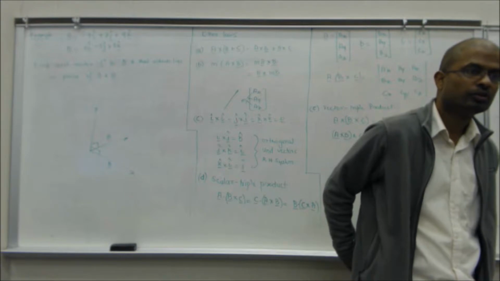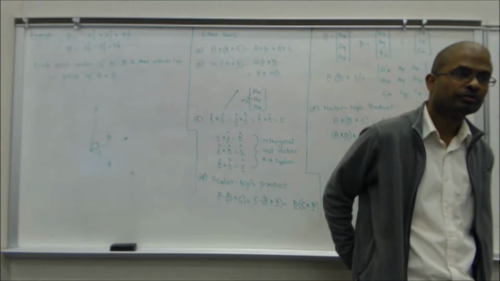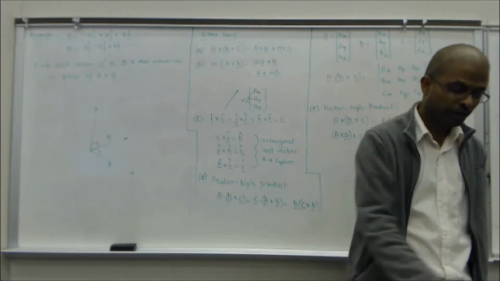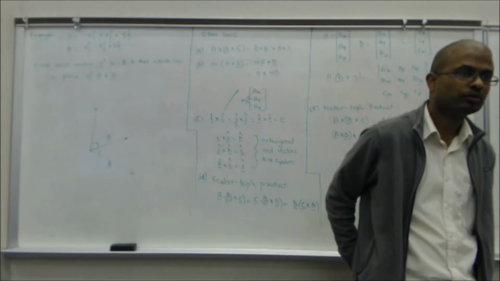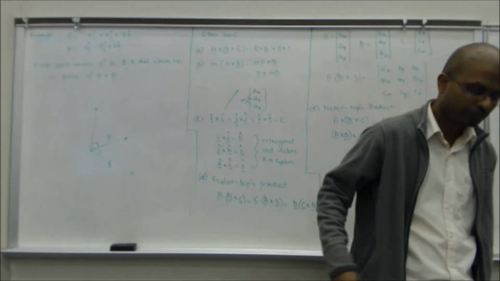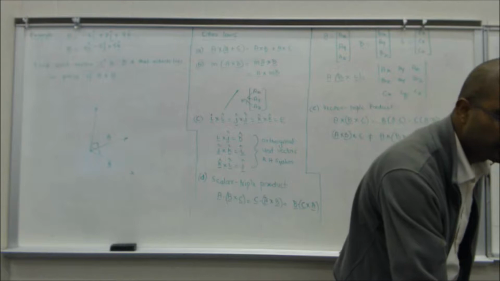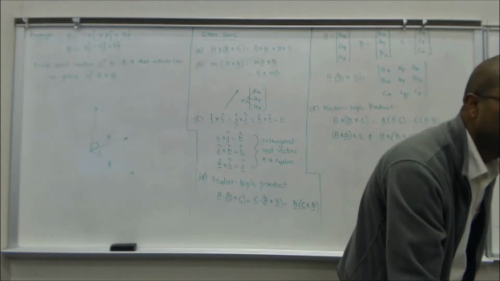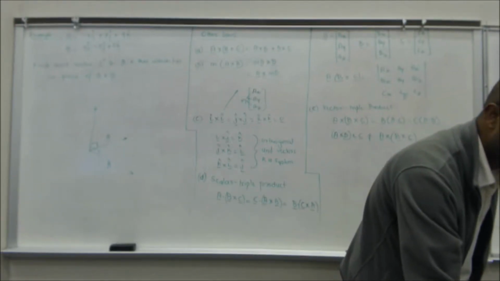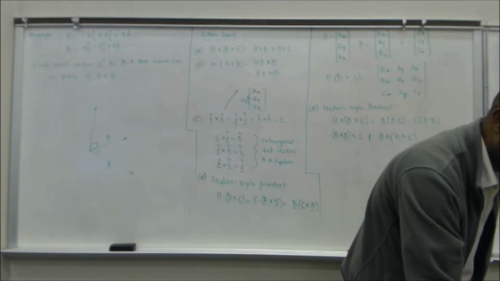Well, what was confusing me was that it lies in the plane of A and B. Right, if I take the cross product of these two, then it'll be in the plane. It has to be in this plane, and it has to be perpendicular to both.